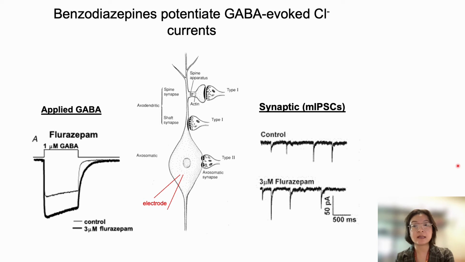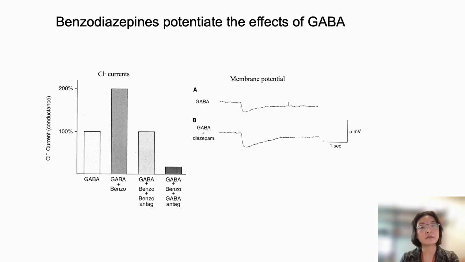On the right side, you can see synaptic current traces that result from single vesicles of GABA being released into the synapse, and when they bind to the postsynaptic side, they evoke a small picoamp current. You can see that the frequency of these mini inhibitory postsynaptic currents, or mini IPSCs, is unchanged, but the amplitude of them is bigger when flurazepam is applied, reflecting the potentiation of GABA by the benzodiazepine.